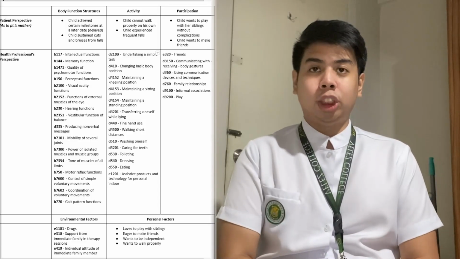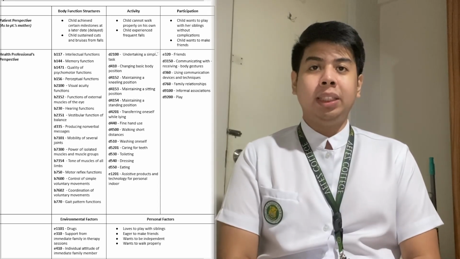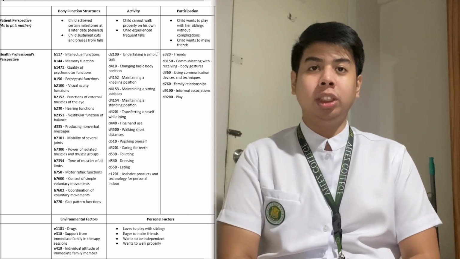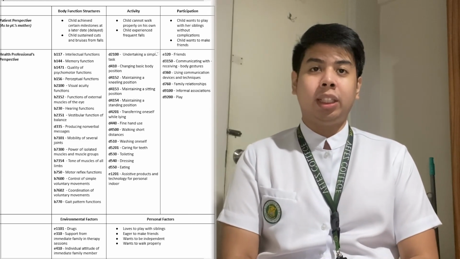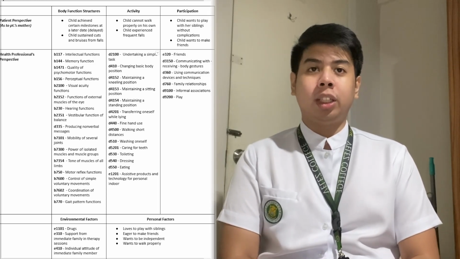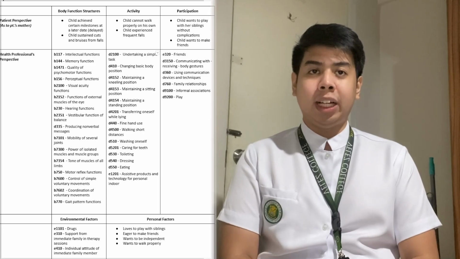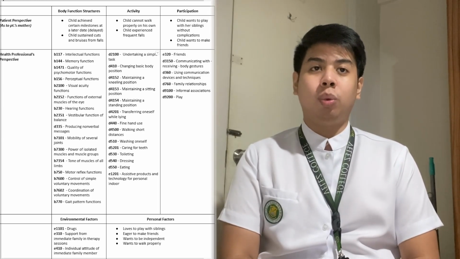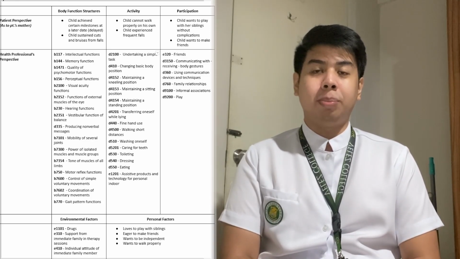For the assessment portion, particularly the ICF assessment sheet, for the patient's perspective as to the patient's mother, for the body function structures, the child achieved certain milestones at a later date, and the child sustained cuts and bruises from falls. For the activity, the child cannot walk properly on its own and can experience frequent falls. Lastly, for the participation, the child wants to play with her siblings without complications, and the child wants to make friends.